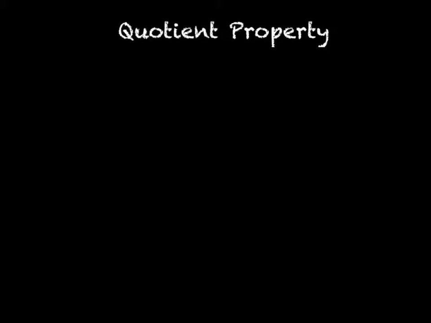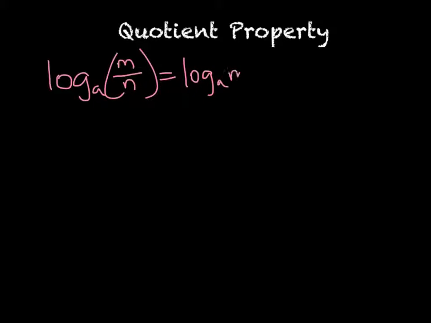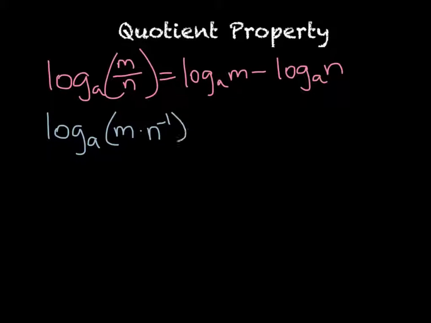Okay, so the quotient property is something very similar. It says that the log base a of m over n is equal to log base a of m minus log base a of n. And we can see that this makes sense because m over n can be rewritten as m times n to the power of -1.